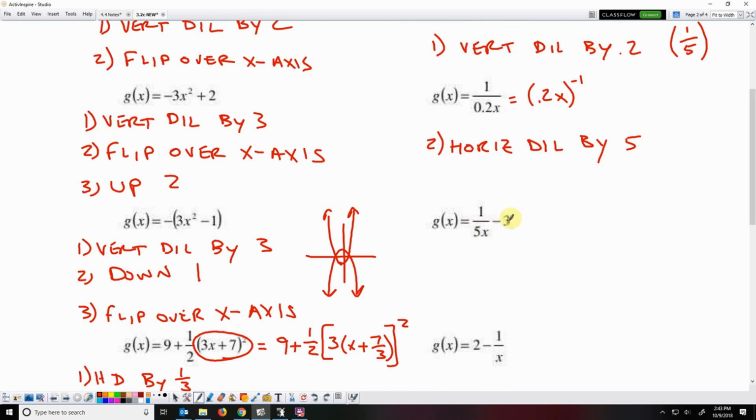Okay? Here I've got two things happening. First, inside the function is a 5, and I'm multiplying. So that is a horizontal dilation by the reciprocal of 5, 1/5. And then, outside the function, it shifts down 3.